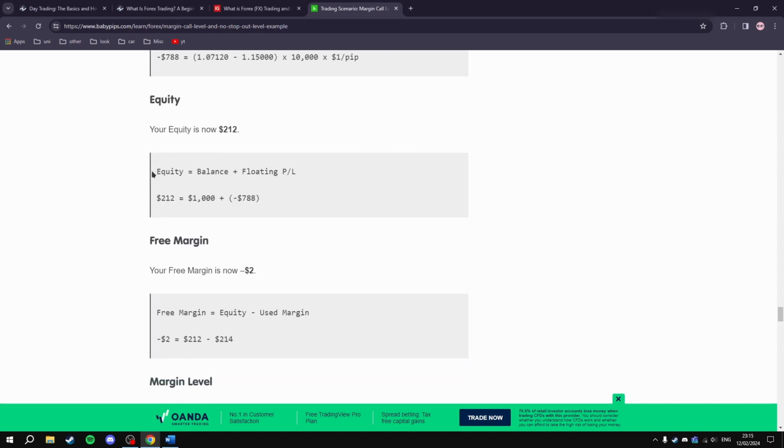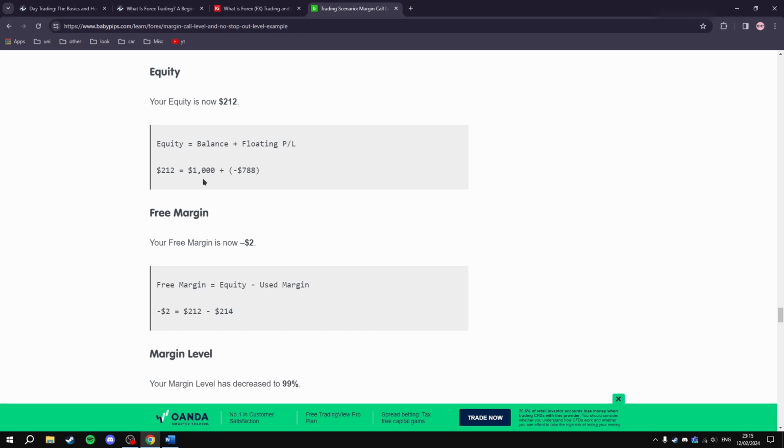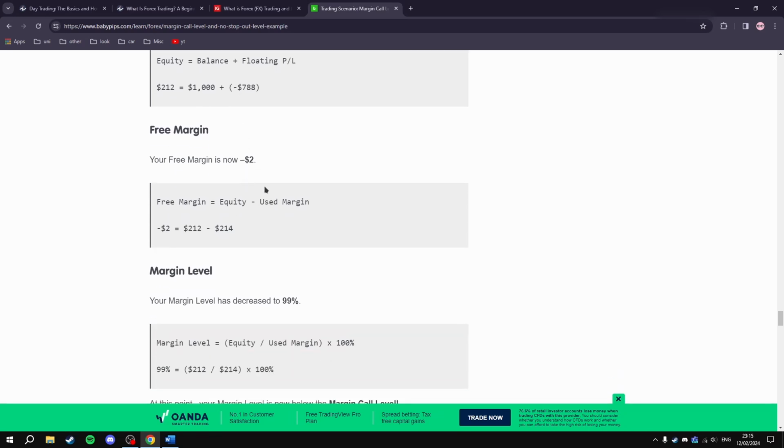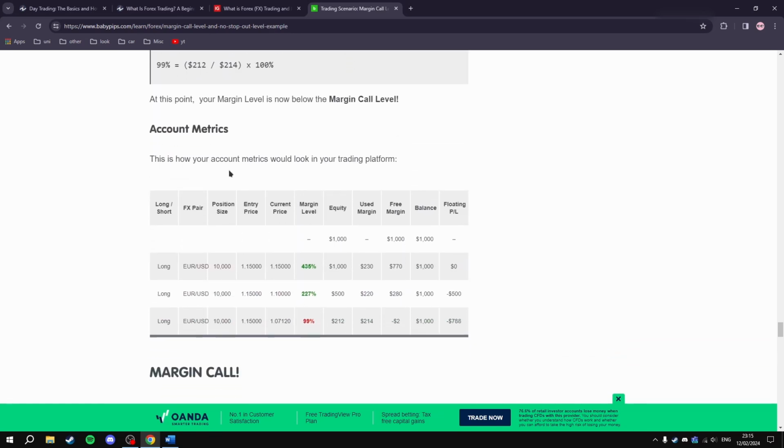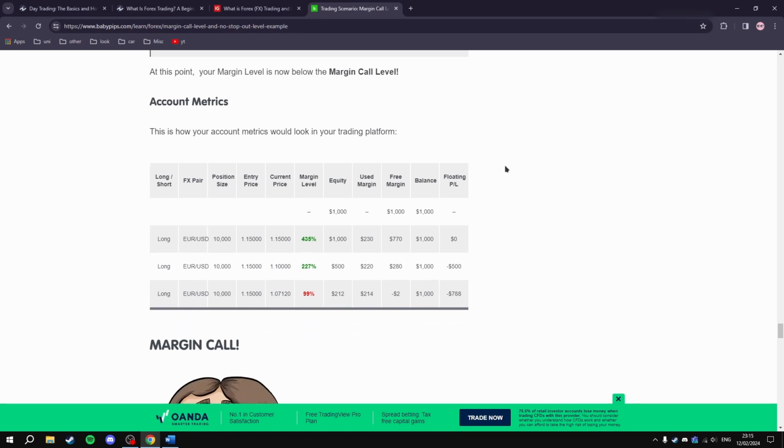Your equity now becomes 212 because equity is balance plus floating profit loss. So 1,000 minus 788, which is 212. Your free margin is now minus 2 because free margin is equal to equity minus used margin. Equity 212, used margin 214, free margin is minus 2. Your margin level is decreased to 99% because equity divided by used margin, which is 212 divided by 214 times 100, is 99%. At this point, your margin level is now below the margin call level.